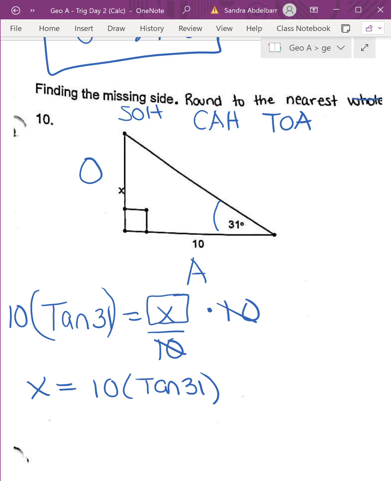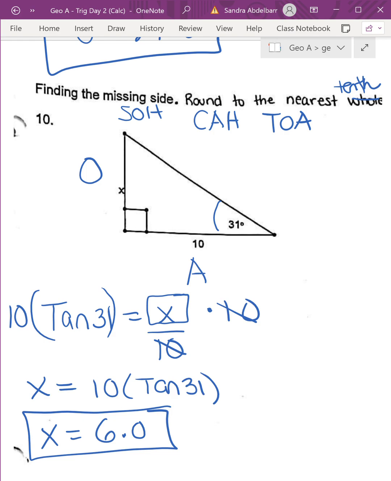Once again, we're going to round to the nearest tenth, not the nearest whole number, so we practice this for your test. So how do we type this into our calculator? We're going to press 10. You can press the times button. You don't have to. I will. So times tan. Am I doing tan to the negative first power? Am I doing the inverse? No, just regular tan. And then we press 31. I'm going to close my parenthesis because I like to, and then enter. So X is equal to 6.0. That's how long that side is.